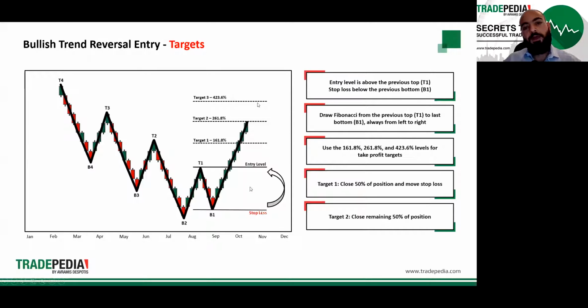As soon as target 2 is reached, close everything. Don't be greedy and wait for target 3. Target 3 is for the experienced only. Okay? This is the trend reversal entry.